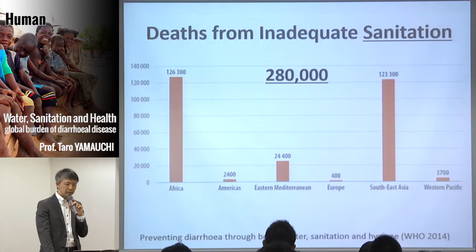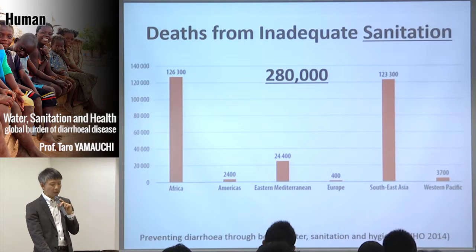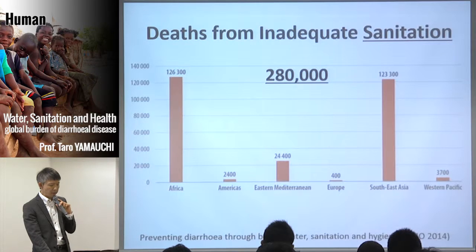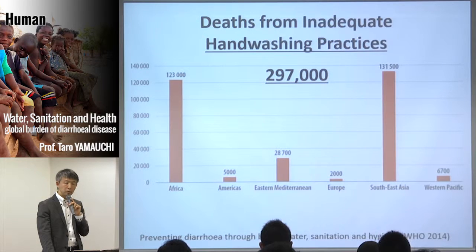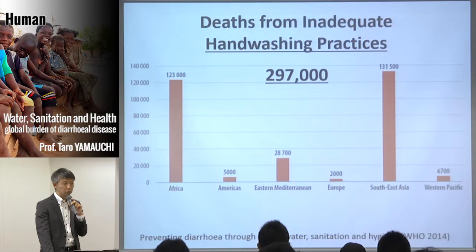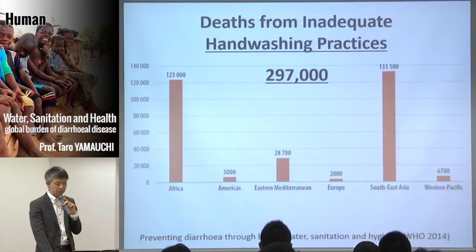Further, 280,000 deaths in the low and middle income countries can be attributed to inadequate sanitation. Similar to drinking water, both Africa and Southeast Asia had a considerably high number of deaths among all the 6 regions worldwide. A total of 297,000 deaths can be attributed to inadequate hand washing. A trend similar to that of drinking water and sanitation was observed. Both Africa and Southeast Asia had higher numbers of deaths.